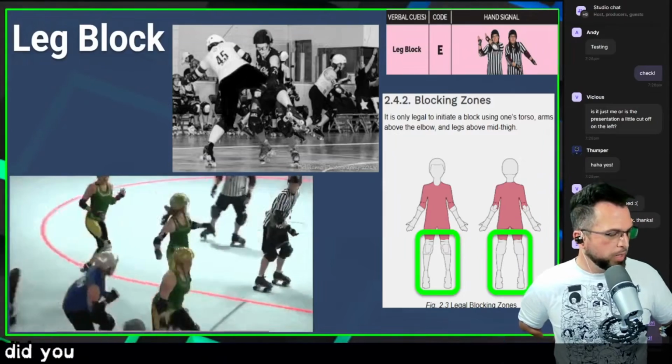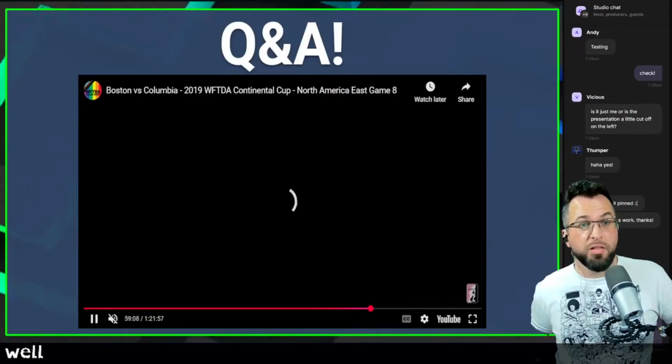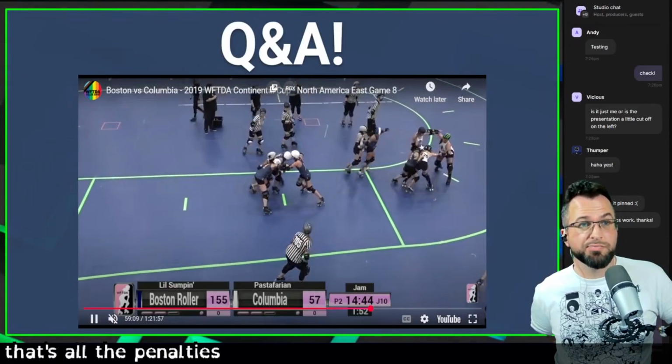Did you hit with or did you hit them? The difference between the target zone and blocking zone. Well, that's all the penalties.